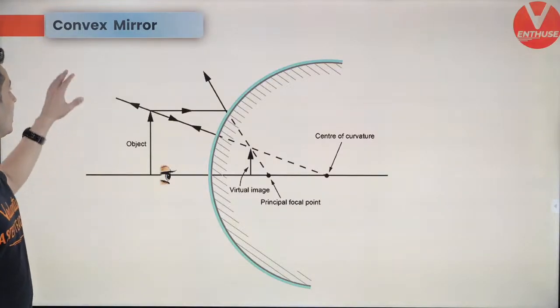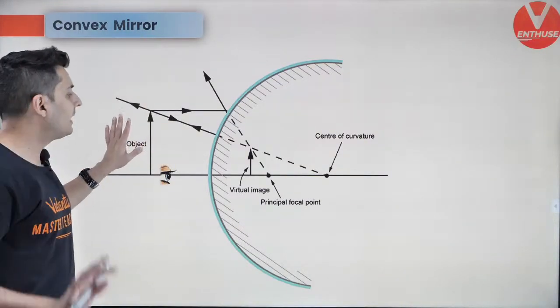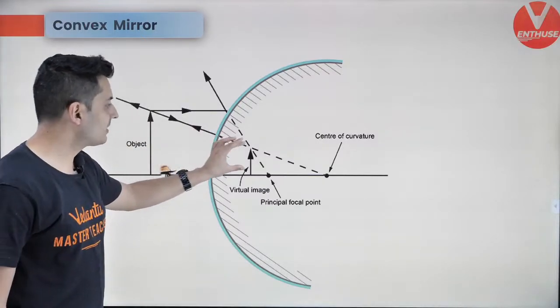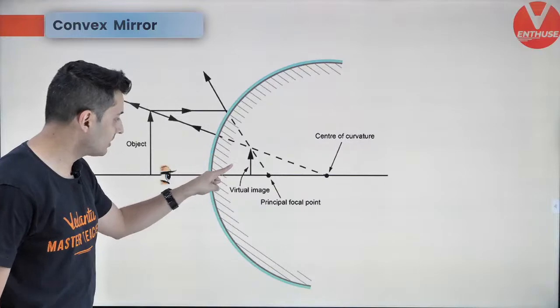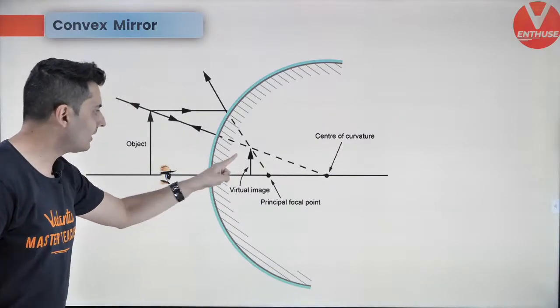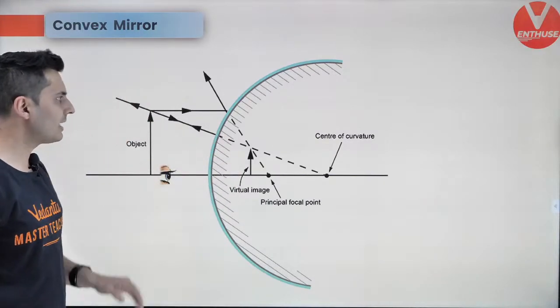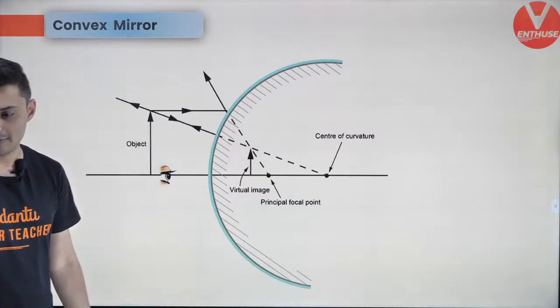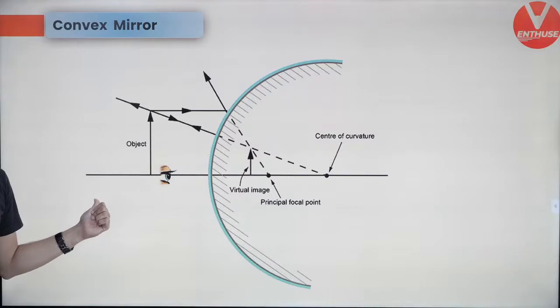Now, for a convex mirror, there is only one ray diagram which you should know. That is, if you place the object here, the image is formed here. You can see it is diminished, virtual, and erect. So the ray diagram looks like this. Again, this diagram will be there in your session PDF. Correct. Shall we go ahead?